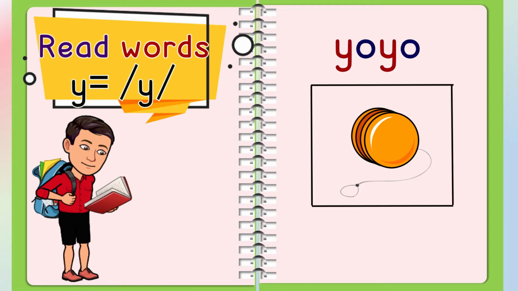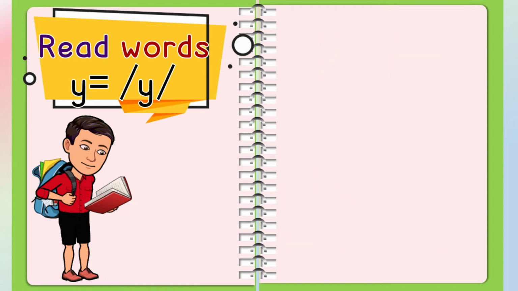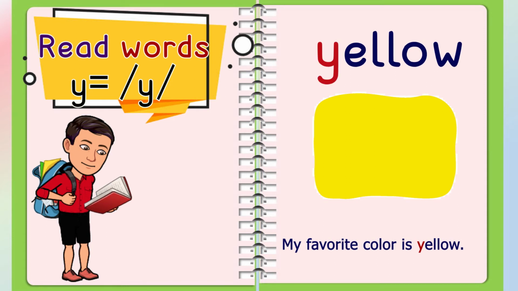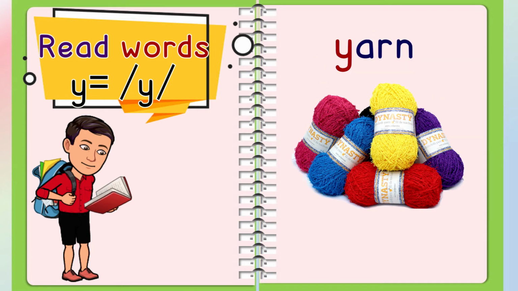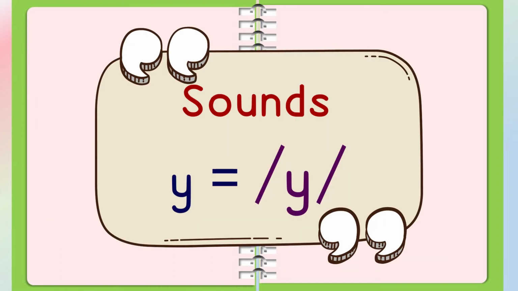Y, Y, yo-yo. Kuya Dindo taught me how to play the yo-yo. Yellow. My favorite color is yellow. Yarn. There are colorful yarns on the table. Again, kids, letter Y sounds like Y.